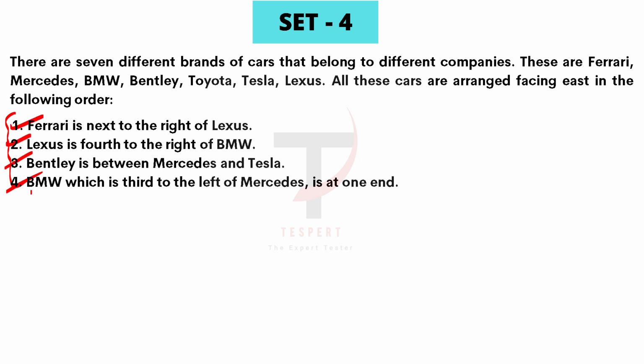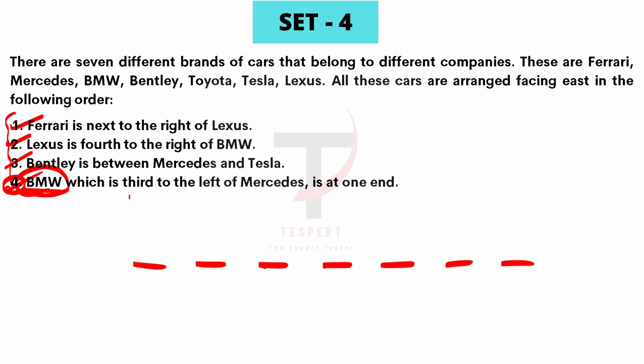See, if we consider the fourth statement, first of all, let us name this 1, 2, 3, 4, 5, 6 and 7. Okay. So if we consider the fourth statement, BMW, which is third to the left of Mercedes, is at one end. So we now know that BMW must be at one of the ends, but it is third to the left of Mercedes.